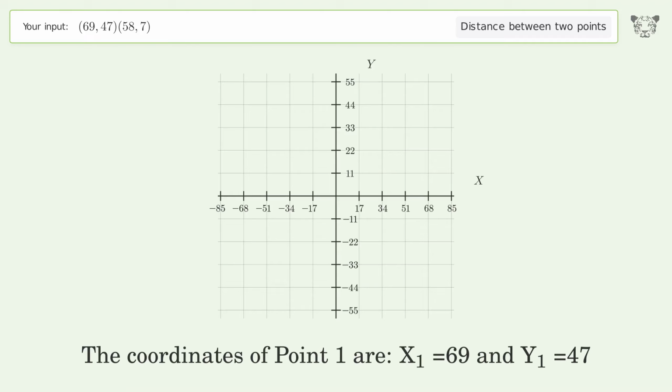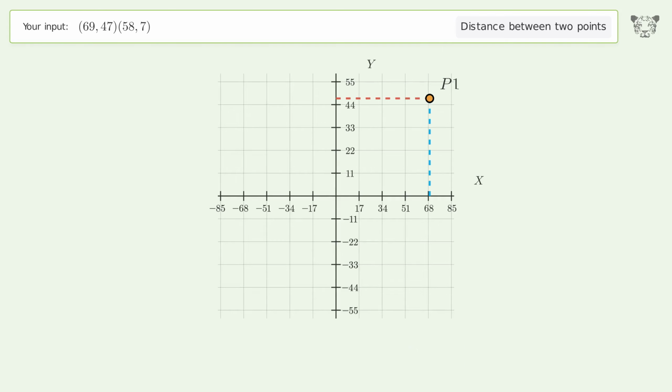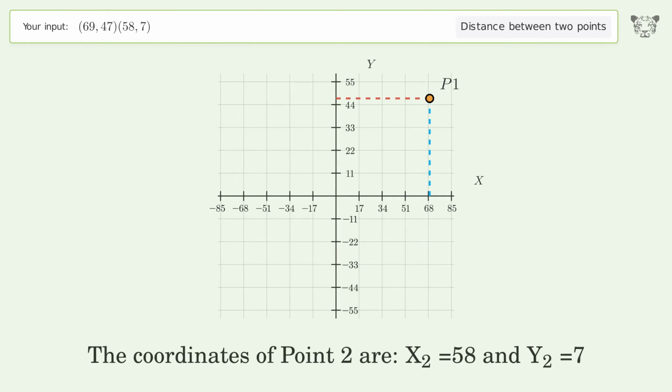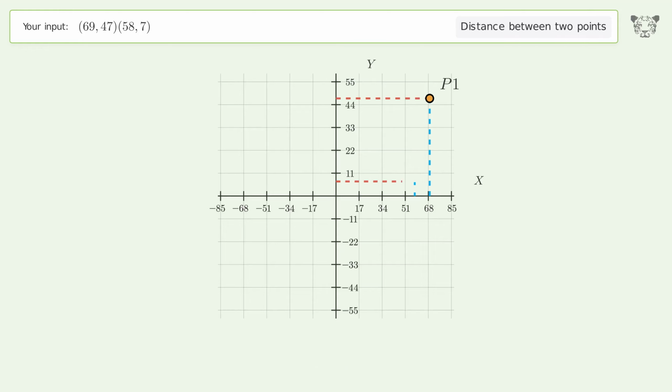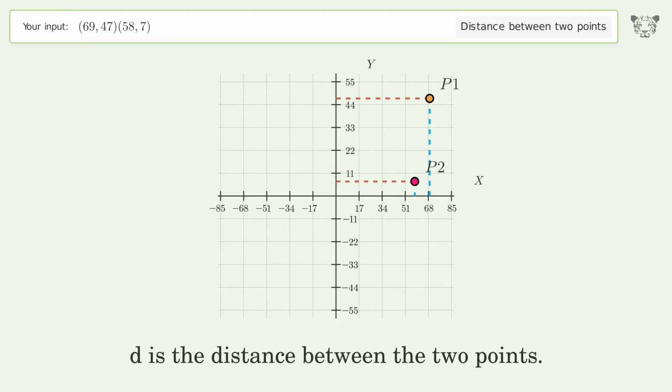The coordinates of point 1 are x1 equals 69 and y1 equals 47. The coordinates of point 2 are x2 equals 58 and y2 equals 7. D is the distance between the 2 points.